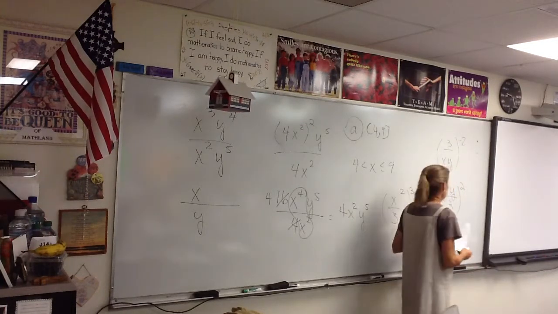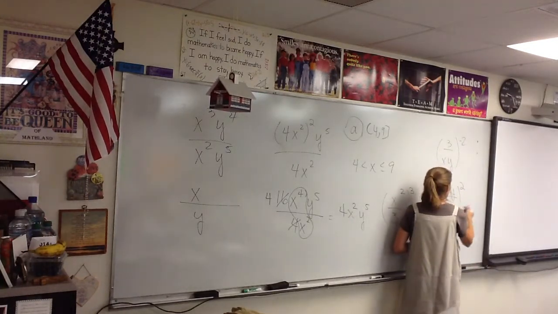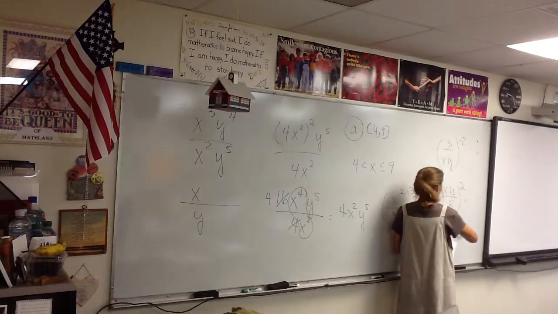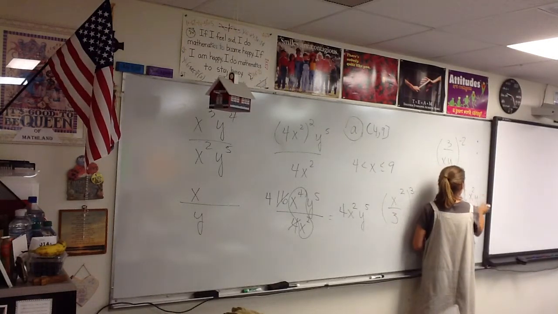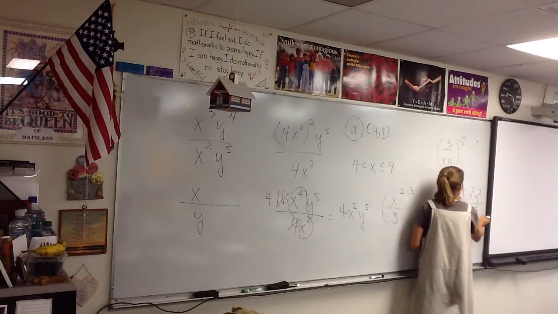Then we do what we did. This means square everything. So what's this answer going to be? Square everything. X squared, y squared, over 9. Very good.